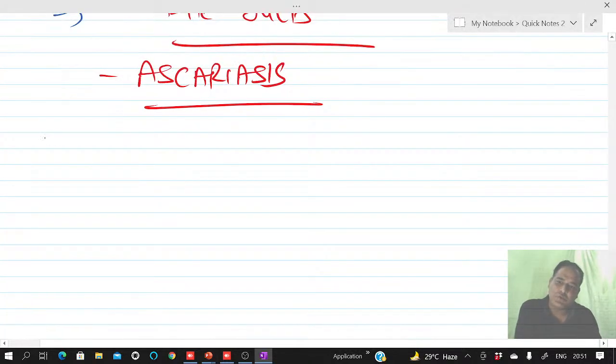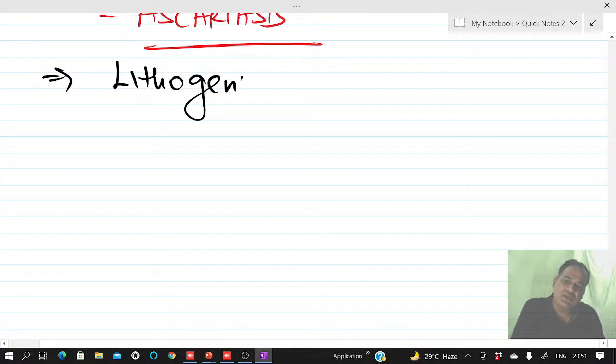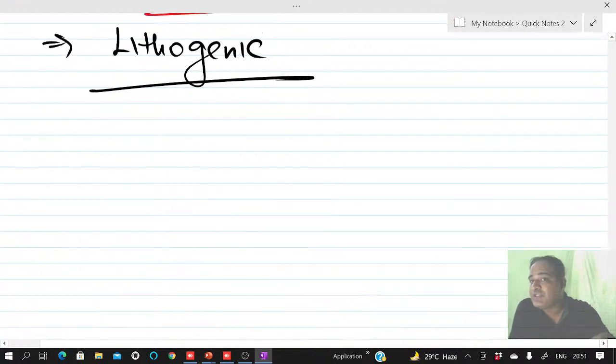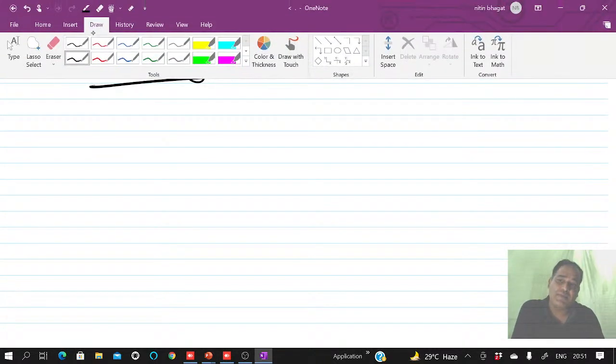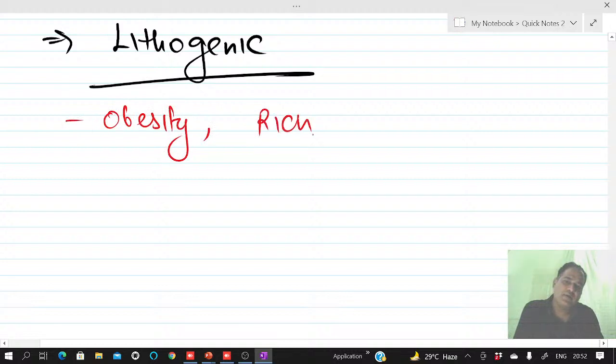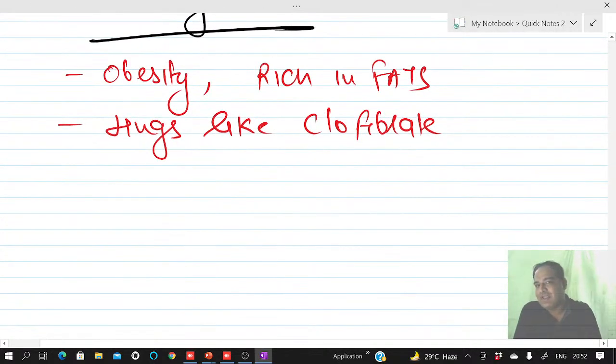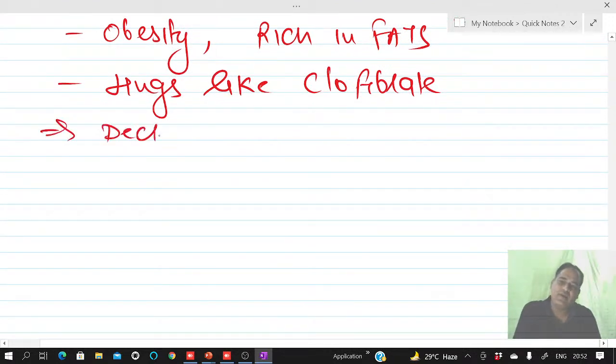Now, let's move to the mixed stones with cholesterol as the main content. What are the causes? If the bile itself is lithogenic, lithogenic means that it has propensity to form stones, obesity, diet rich in fats, drugs like clofibrate. You know, these drugs, they increase the cholesterol content in the bile.